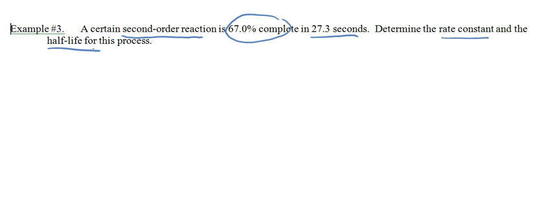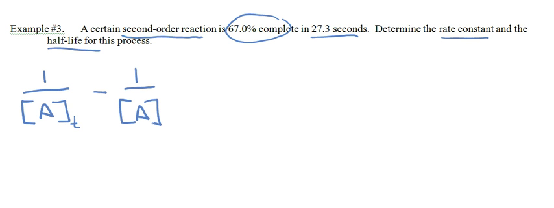Alright, so first of all, recognizing that we have a second order reaction, we're going to use a different equation than the one that we've been using for first order. And this looks like this, where we have the inverse of the concentration at some point in time minus the inverse of the initial concentration, and that's all equal to K, which is positive, times our time.